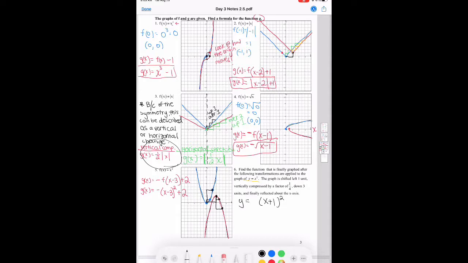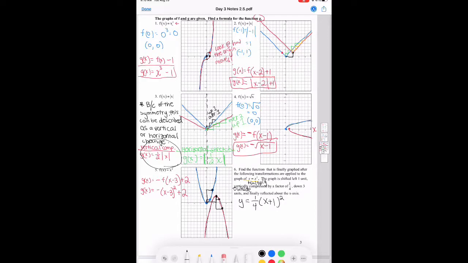Next, we see vertically compressed by a factor of 1/4. Vertically tells us that we need to have this factor on the outside. If you see compress or stretch, that tells you to multiply by whatever factor you see here. For vertical, keep the factor the same. So we are multiplying by 1/4 on the outside. Picking out those keywords will help you write the function.